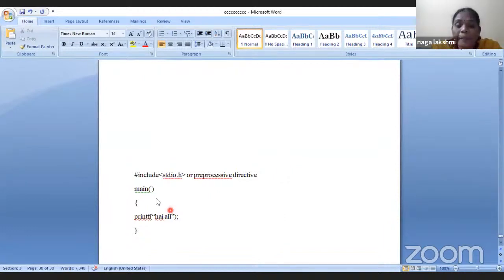So here, main is a function. A function will never take a semicolon, because statements are only printf, scanf and declarations; only those I can consider as statements. I cannot take main as a statement. It is a function, which is enclosed with left and right parentheses. Got my point? Printf, scanf, or any variable declaration becomes a statement. I cannot take main as a statement. It is just a function.